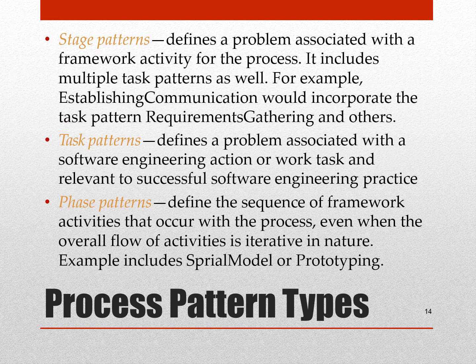There are stage patterns, task patterns, and phase patterns. A stage pattern defines a problem associated with a framework activity for the process. It includes multiple task patterns as well. Example: establishing communication would incorporate the task pattern requirements gathering, and others. A task pattern defines a problem associated with a software engineering action or work task and relevant to successful software engineering practice. Phase patterns define the sequence of framework activities that occur within the process, even when the overall flow of activities is iterative in nature. Proper examples include the spiral model and prototyping.